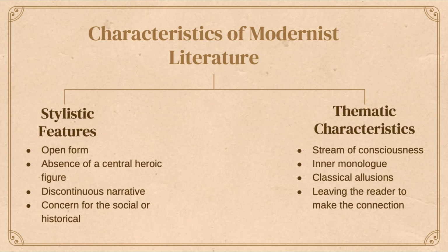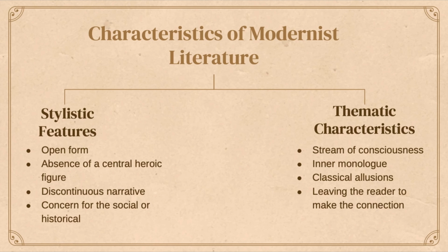Now, let's talk about stylistic and thematic features of modernist literature. Modernist literature is known for having an open form, an absence of a central and heroic figure. It has a narrative that is disjointed and has overlapping voices. There can be multiple narrators. And there is a concern for larger factors such as social or historical change.